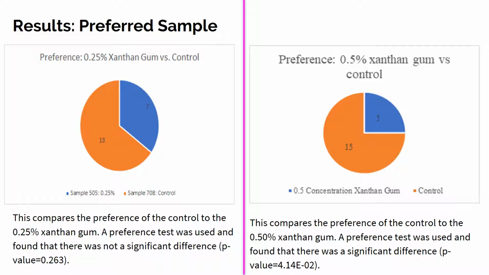The pie chart on the right displays the 0.5% xanthan gum dressing compared to the control. 5 participants preferred the xanthan gum dressing, while 15 preferred the control. The results of this were significant, with the control dressing being preferred over the experimental dressing.